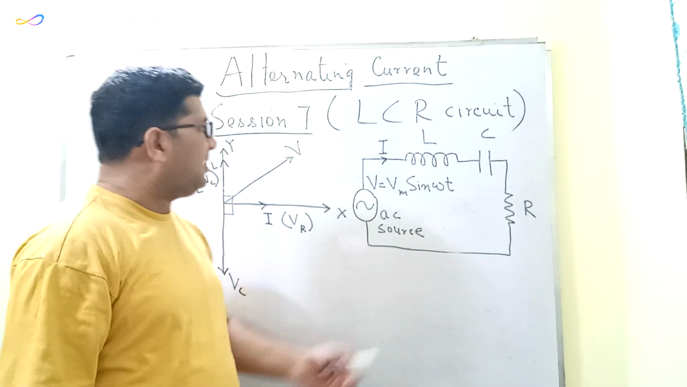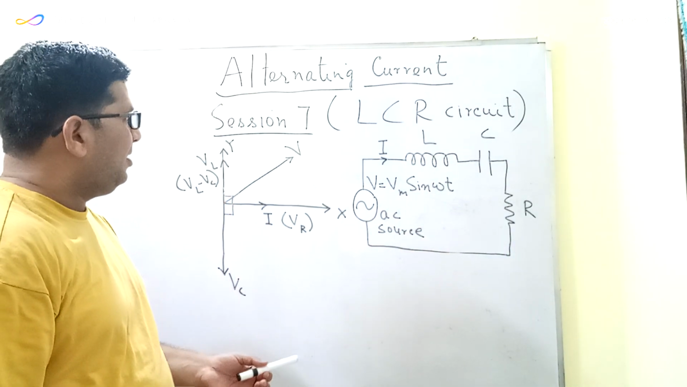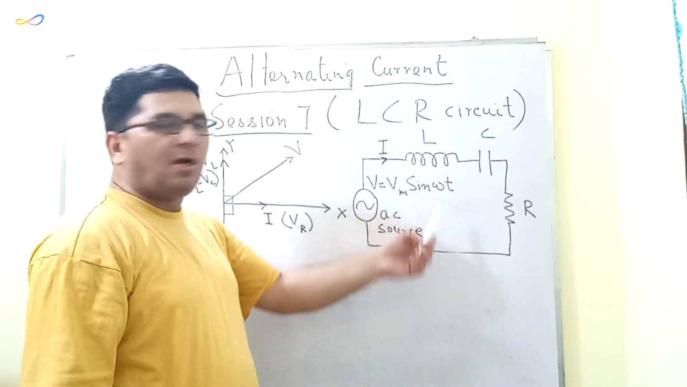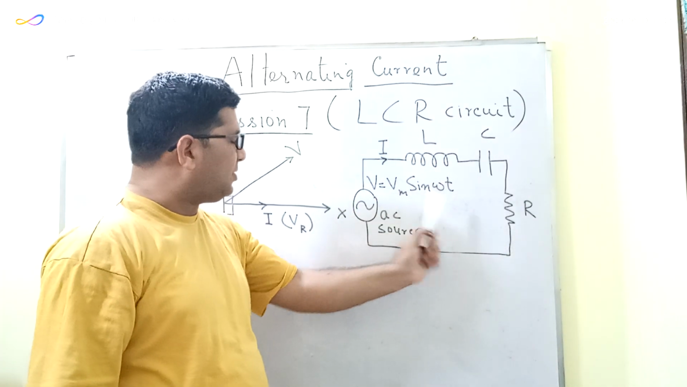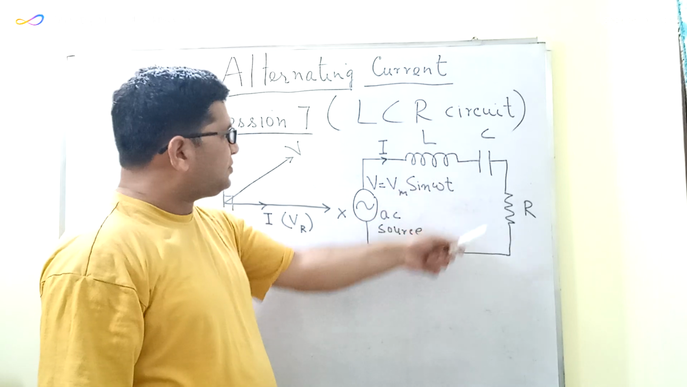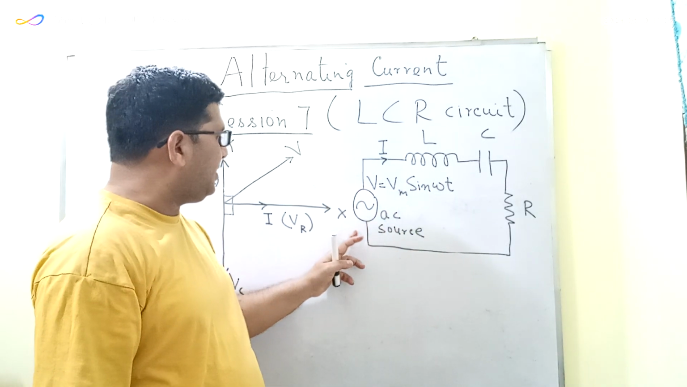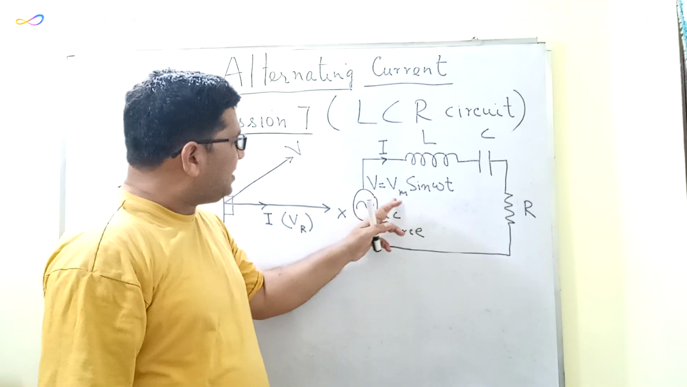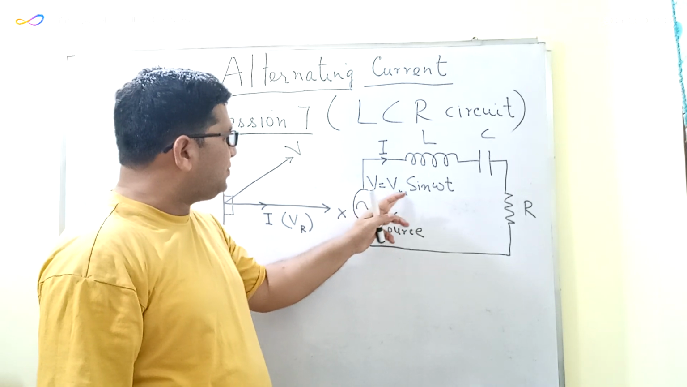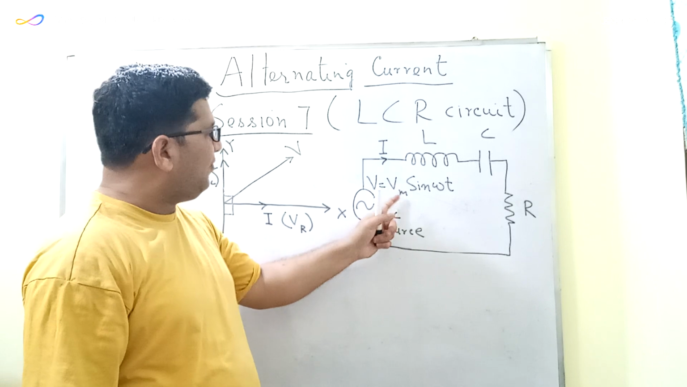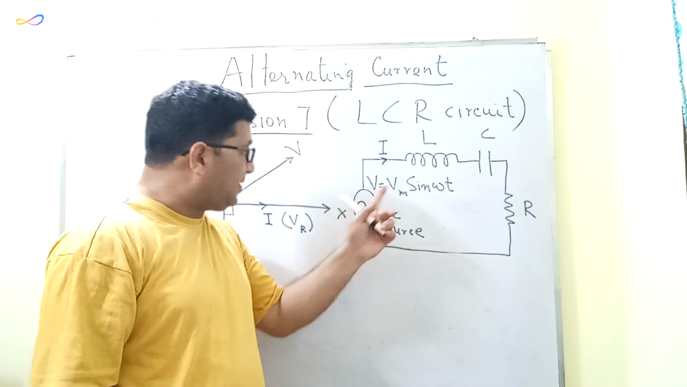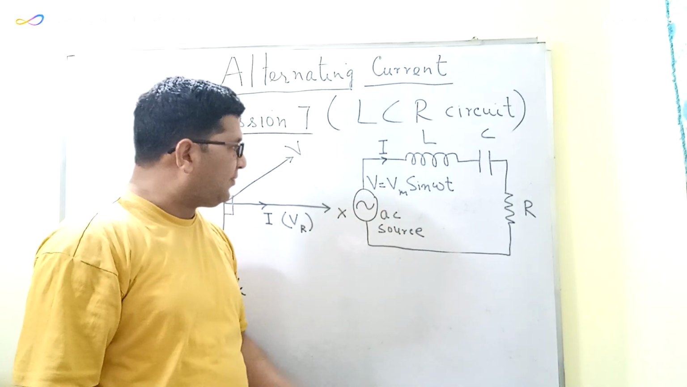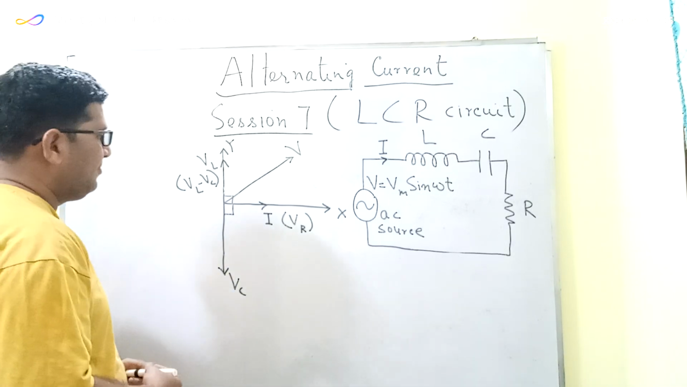Here I have taken one example in which these three components are connected in series as shown in this figure, and this series combination is then connected to an AC source whose oscillating potential difference is given by the formula V = Vm sin omega t, where Vm is the amplitude of the oscillating potential difference, and omega is the angular frequency.